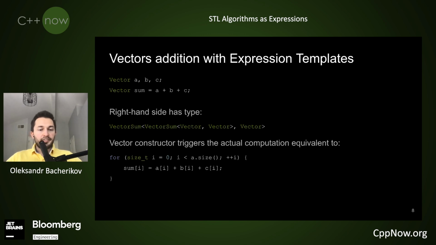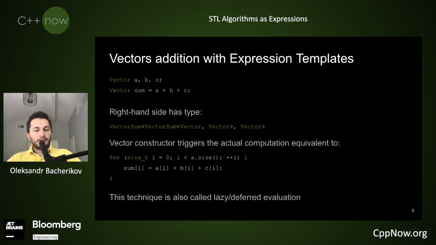The actual computation is triggered only by the vector constructor. In here, it's indicated by the equal sign after sum. And what we get is equivalent to the for loop you see at the bottom. So the machine code can be equivalent to the code that we would write manually ourselves. But the notation of just adding 3 vectors is definitely nicer. So also, this technique can be called lazy deferred evaluation.